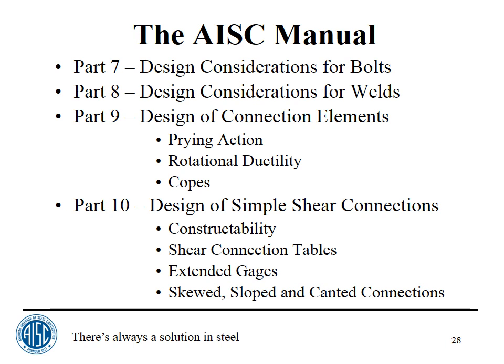Part 9, the design of connection elements, is where prying action is spelled out in pretty good detail. Rotational ductility, which has some requirements to ensure that we have connections that satisfy specification section B3.6a, I believe it is, where these rotational connections or simple connections are not supposed to be able to develop very much moment. And there are some tests in this particular part of Part 9 that you can use to assess that. This part also does copes, various copes, top copes, bottom copes, double copes.